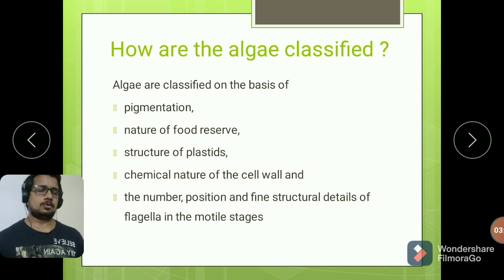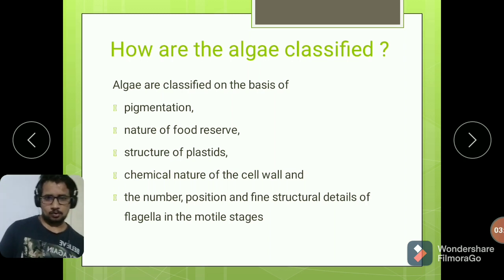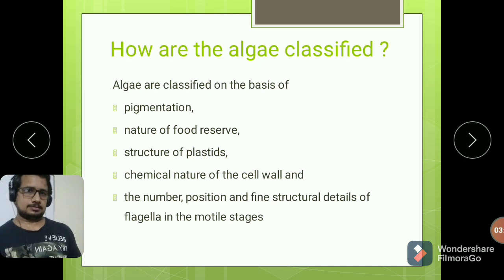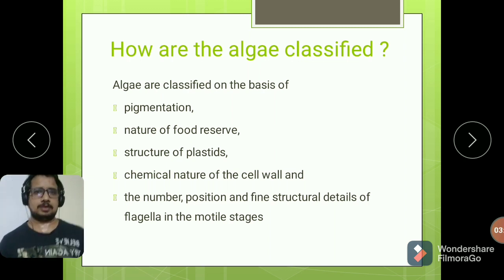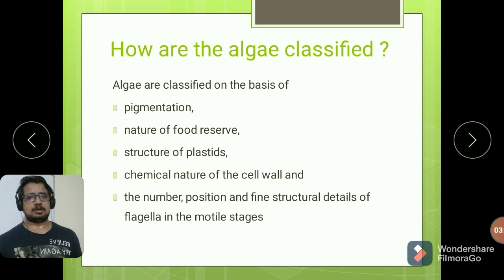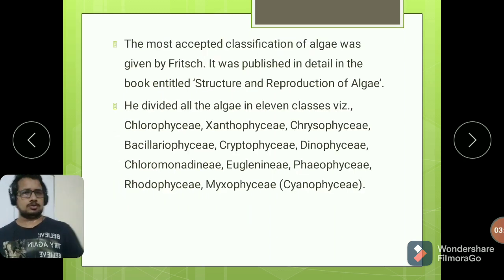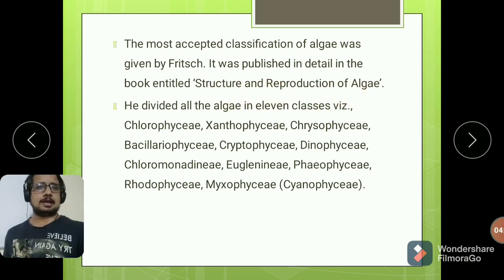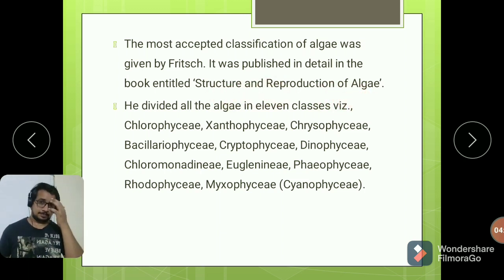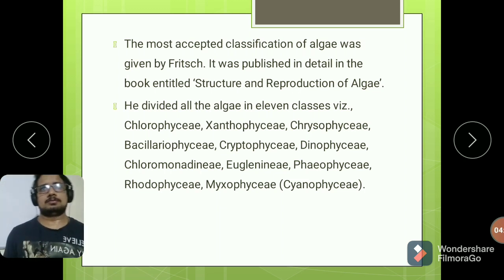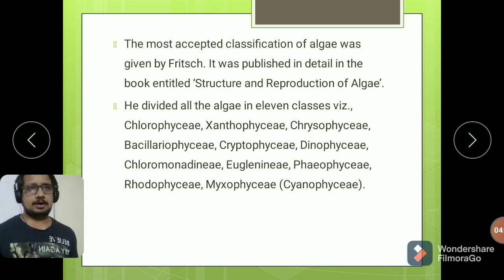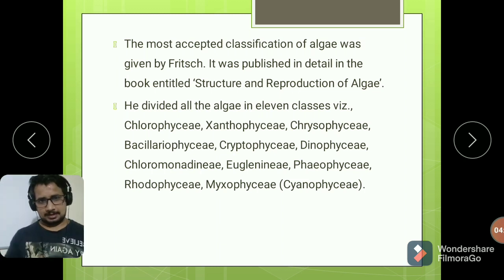So today we are going to focus on a single classification system, which is most accepted and very easy to understand, and it can classify all the algae present in the world based upon their morphology. That classification system was given by Fritsch in his book Structure and Reproduction of the Algae, which I believe is in 2 volumes. We can get it in the public domain too, on websites or search engines such as the Biodiversity Heritage Library.